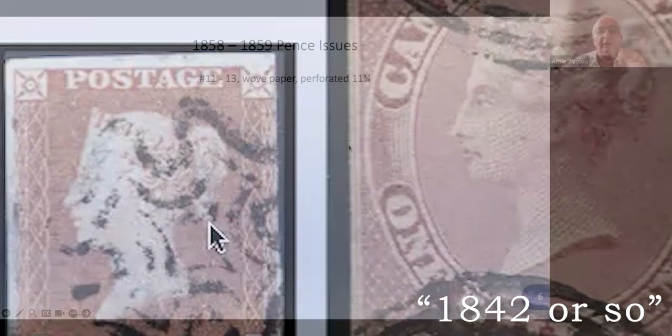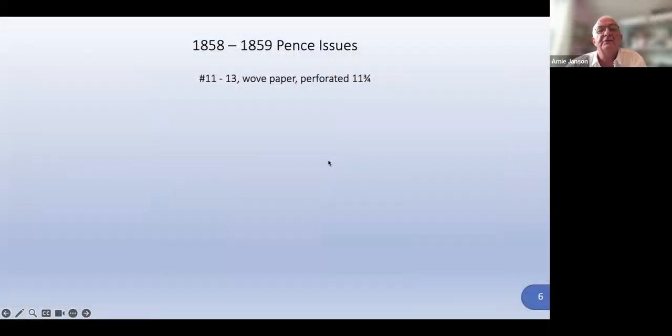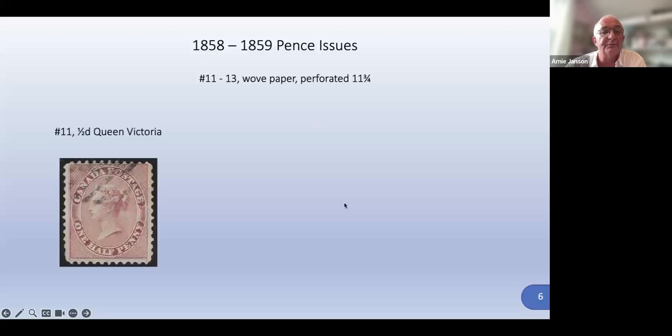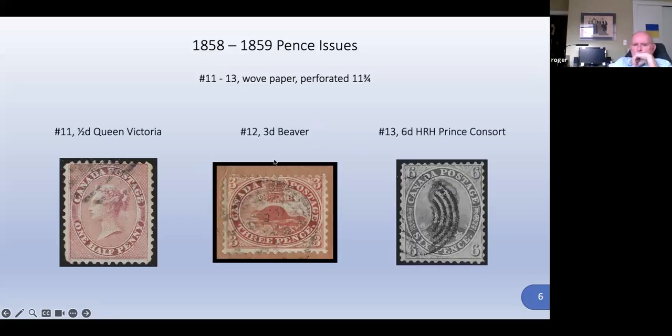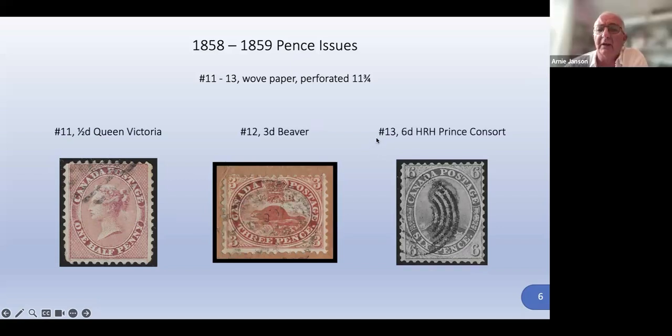The final issues, part of the Pence issues, numbers 11 to 13, they are the same stamps, but they're on wove paper and they're perforated now. So they moved to perforations. So here's the halfpenny Queen Victoria, number 11. 3-penny, this one's on cover. And the 6-penny, His Royal Highness Prince Consort, that's also an extremely expensive one.